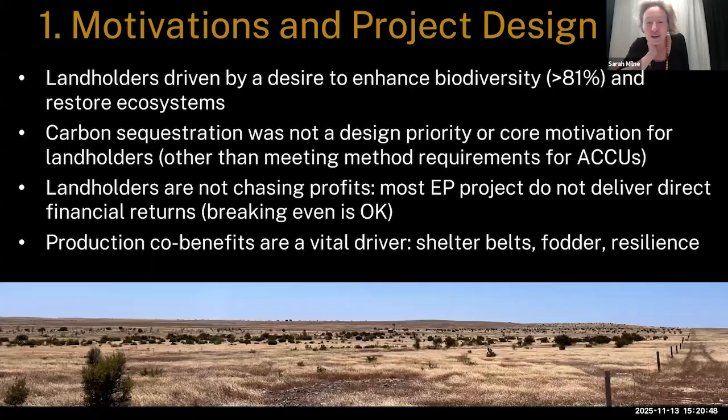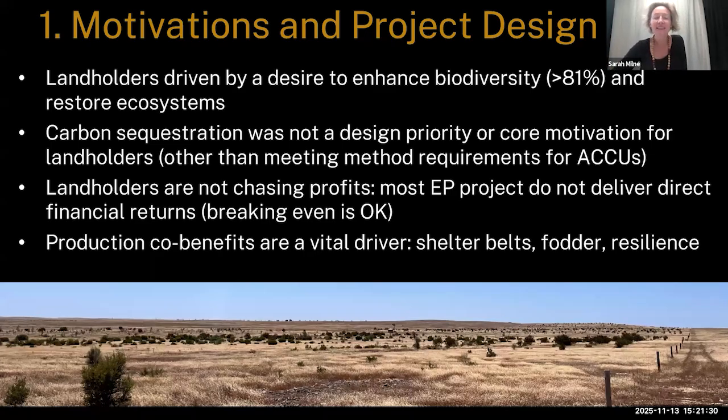Okay, so firstly, on landholder motivations, there's an overwhelming finding here that landholders are motivated by a desire to enhance biodiversity and restore ecosystems. For biodiversity, this was over 81% of respondents. And then a parallel finding is that carbon sequestration was not the core motivation or design priority for most of the projects. And really carbon came into the design chiefly for being compliant with the ACCU method, but not for any other particular purpose. People were not seeking to produce carbon monocrops.